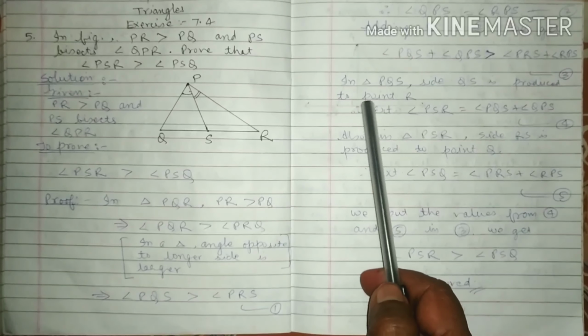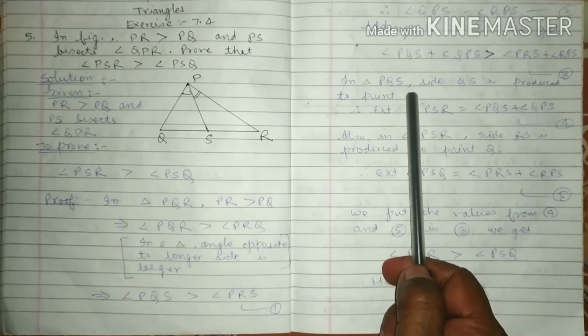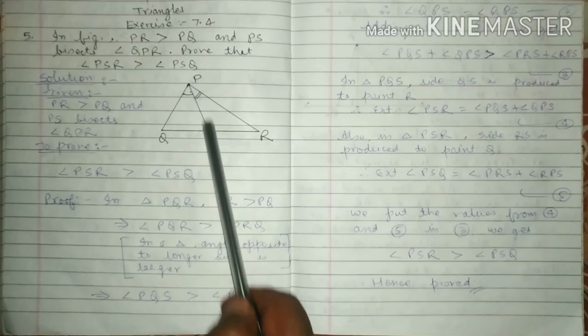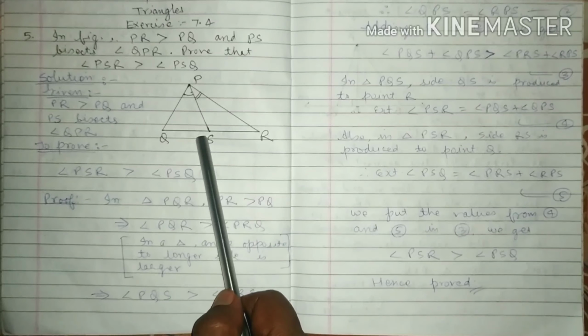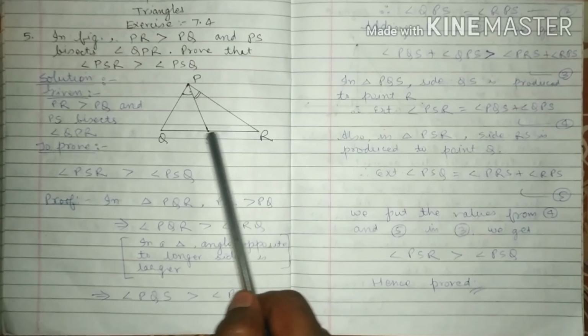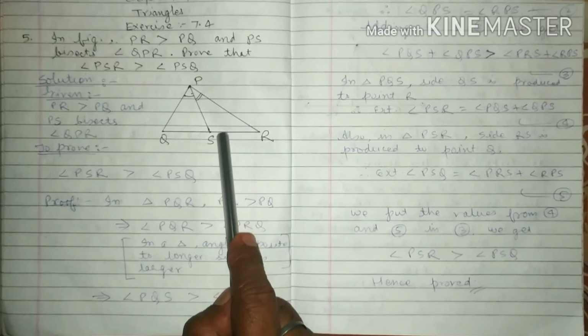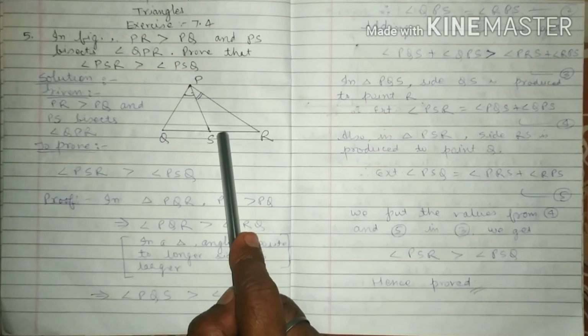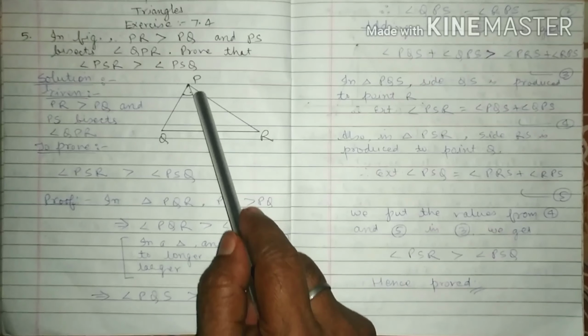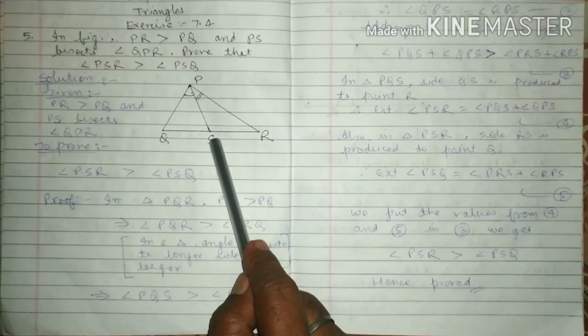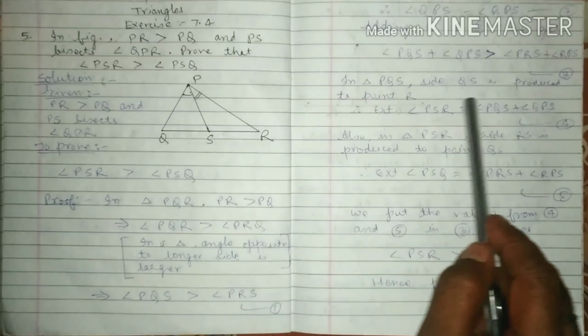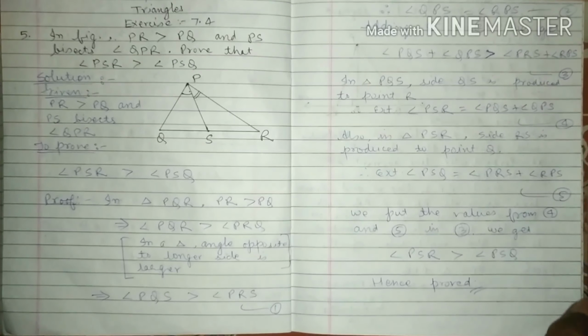Now, in triangle PQS, side QS is produced to point R. Therefore, exterior angle PSR is equal to angle PQS plus angle QPS. We consider this as equation 4.